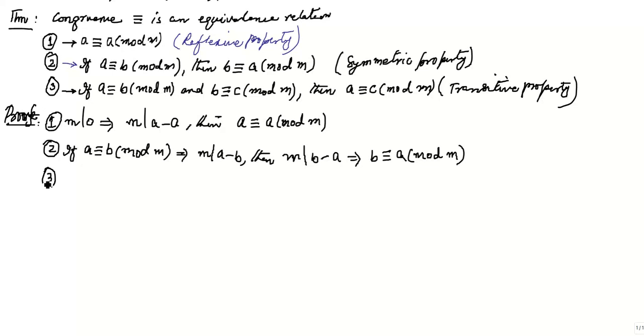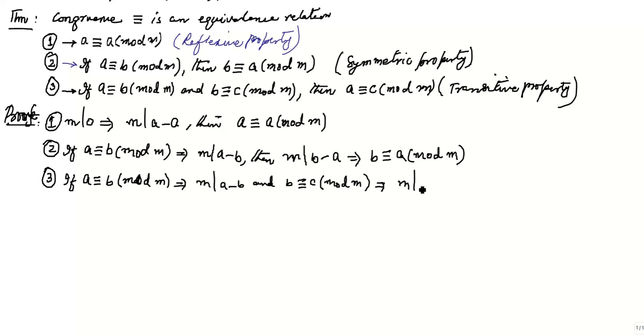Third one is the transitive property. So, for the transitive property, if we have A is congruent to B modulo M, which means M divides A minus B, and we also have B congruent to C modulo M, which implies M divides B minus C. Okay. So, M divides A minus B and B minus C.